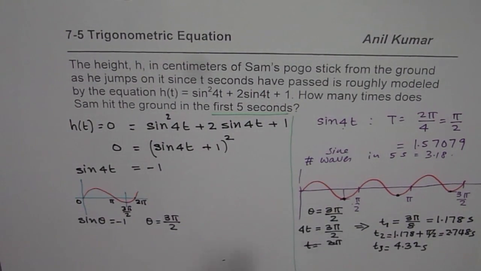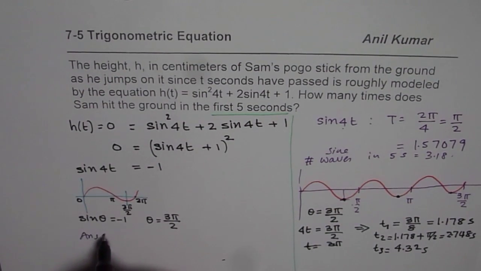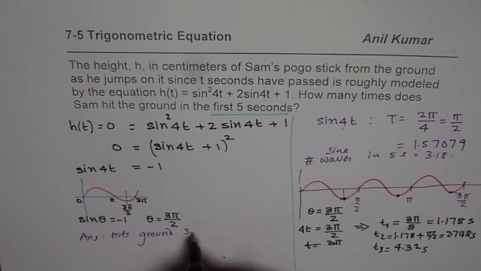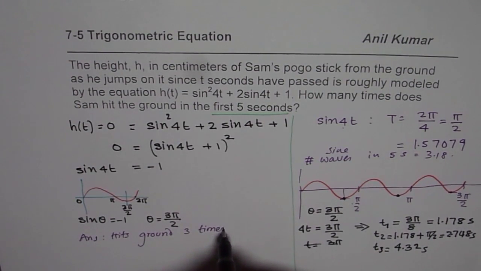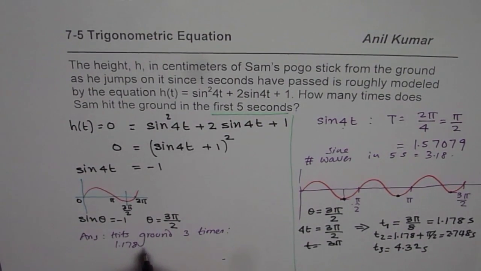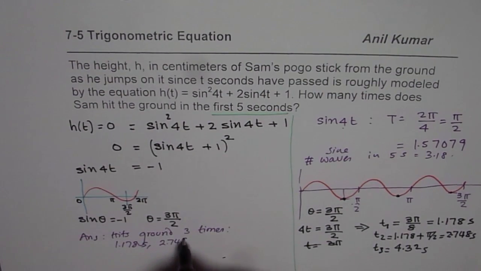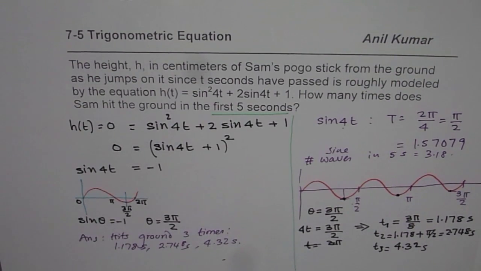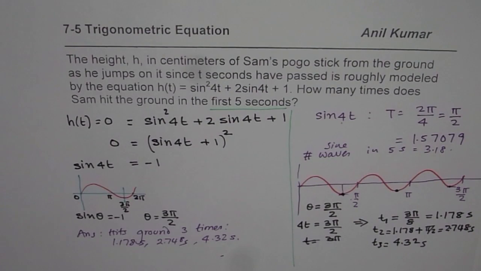So let me write down the answer on this side now. The answer is: hits the ground 3 times, and the times are as calculated: 1.178 seconds, 2.748 seconds, and 4.32 seconds. So these are the times when it is going to hit the ground.